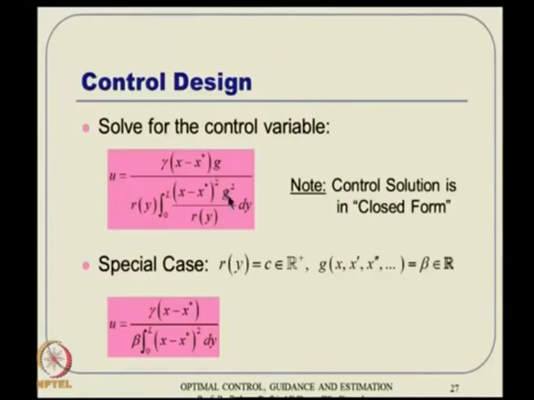And in another very special case where r of y is just a constant, where you do not give differential emphasis to controller magnitudes through the spatial domain, it will result in a somewhat more simplified expression like this, where g turns out to be a constant quantity and r turns out to be a constant quantity as well. So you can note that the control solution is actually happening in closed form. That is a good advantage.